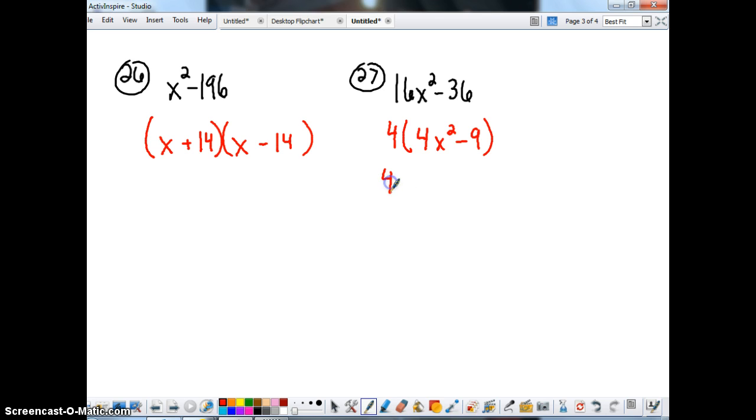So when I do this, very similar to 26, but this one we're going to have a number out in front. The square root of 4 is going to give me 2, so it's 2x. The square root of 9 is going to give me 3, so it's 2x minus 3, and then 2x plus 3.